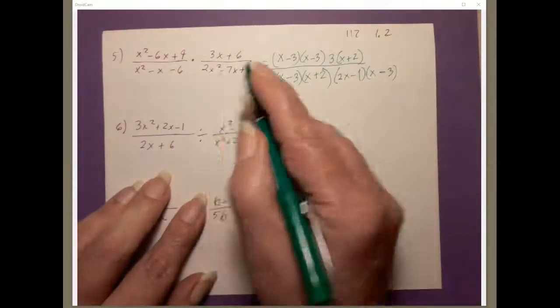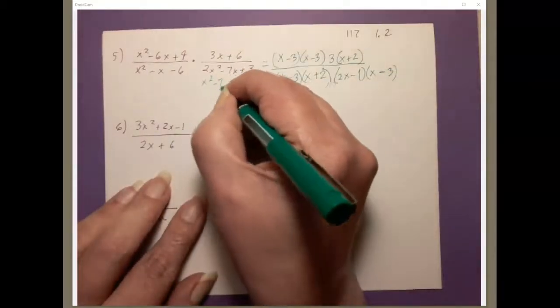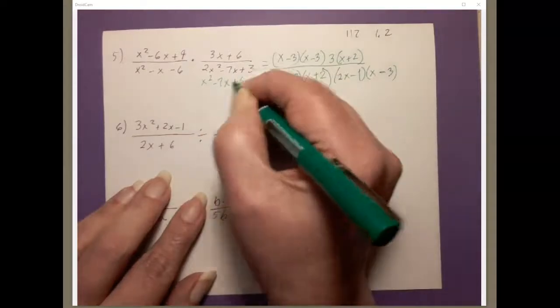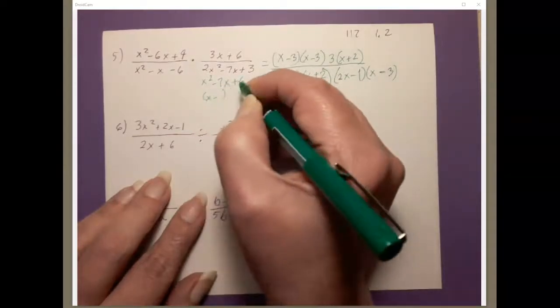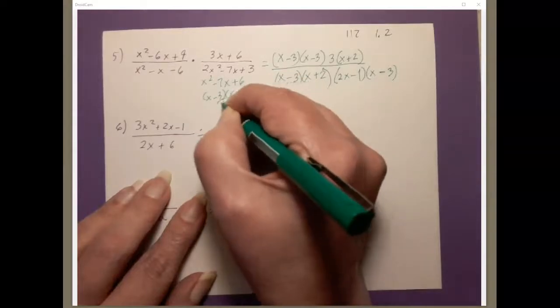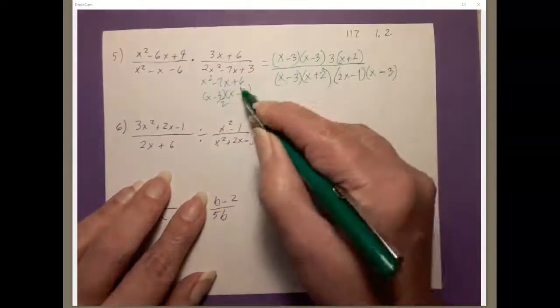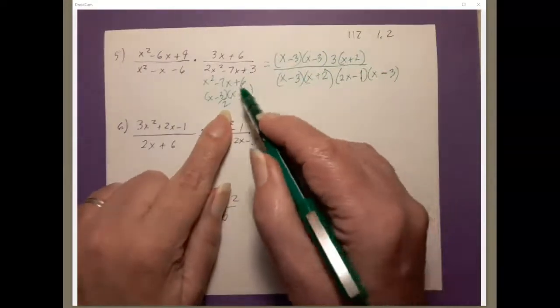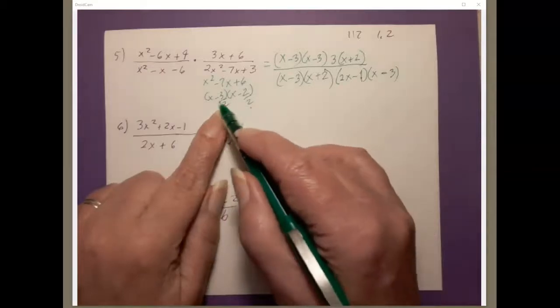So I could have done the multiplication. 3 times 2 is 6. So we have x squared minus 7x plus 6. I would have gotten x minus 3, x minus 2. And then I would have had to divide out the 2. So this would become 1, and that would become 3/2 and 2 again.